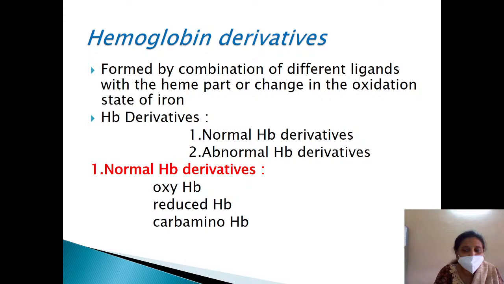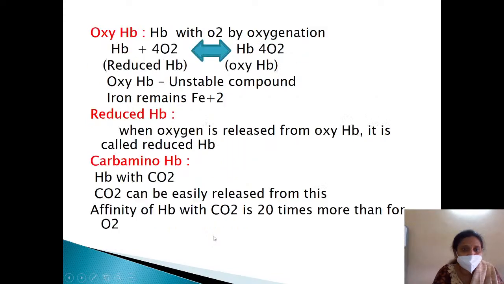These are the normal derivatives. And I repeat how they have been formed: by the addition of other groups or by changing the oxidative state of the iron. Now here, the first one is oxyhemoglobin. Oxyhemoglobin is formed by the combination of hemoglobin with oxygen by oxygenation. That means addition of oxygen to the hemoglobin to form oxyhemoglobin.